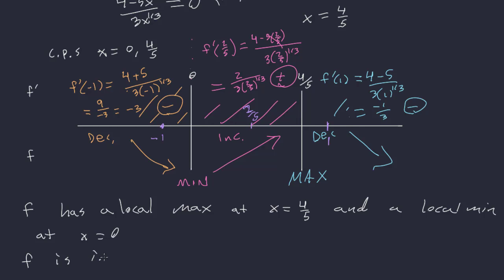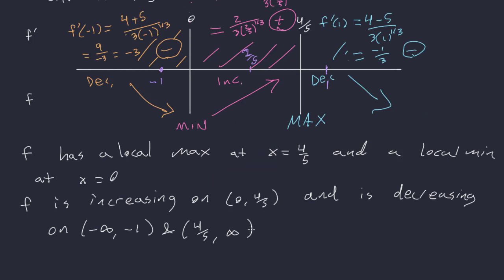F is increasing on 0 to 4/5 and is decreasing on -infinity to 0, so here, this region, and from 4/5 to infinity, this region.